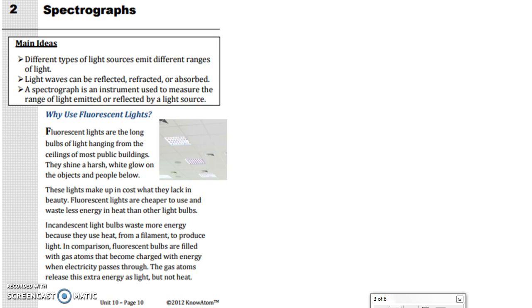Light waves can be reflected, refracted, or absorbed. A spectrograph is an instrument used to measure the range of light emitted or reflected by a light source.